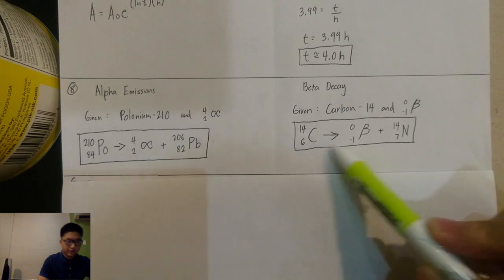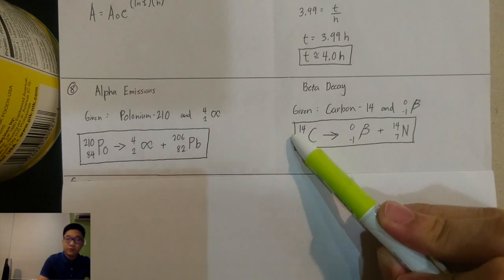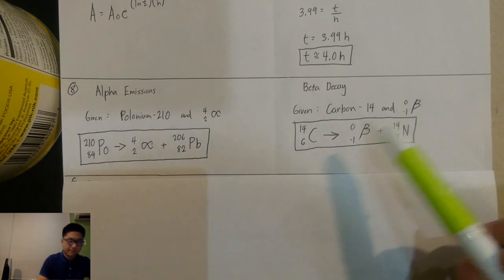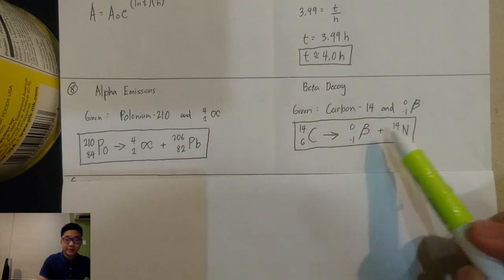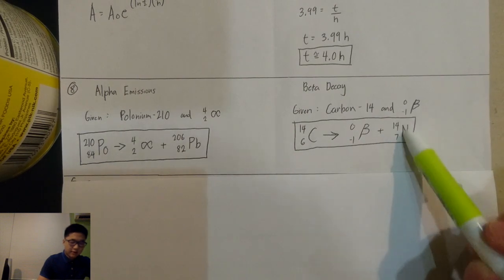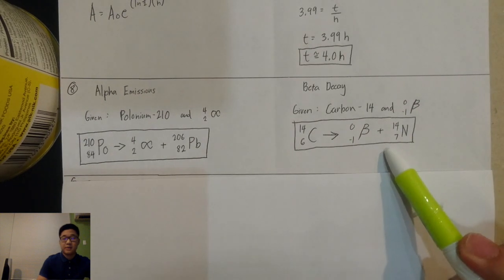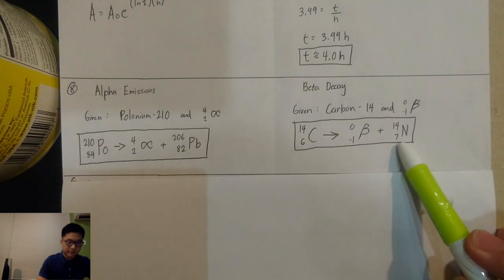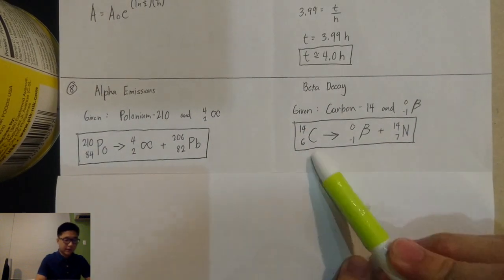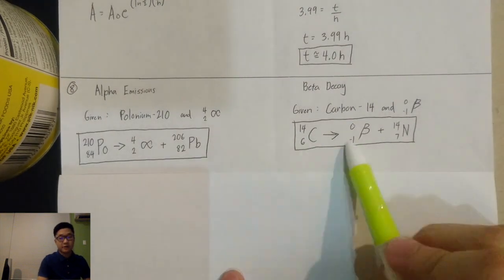Now I put a little arrow there, put in the beta there, 0, -1, and we subtract. So 14 minus 0 is equal to 14, so it still stays the same. Now 6 minus -1 is equal to 7, so we put 7 here. And of course, if there's a change in the number of protons, the element will change. So the element now is N, which is nitrogen. So this is the final answer for number 8.